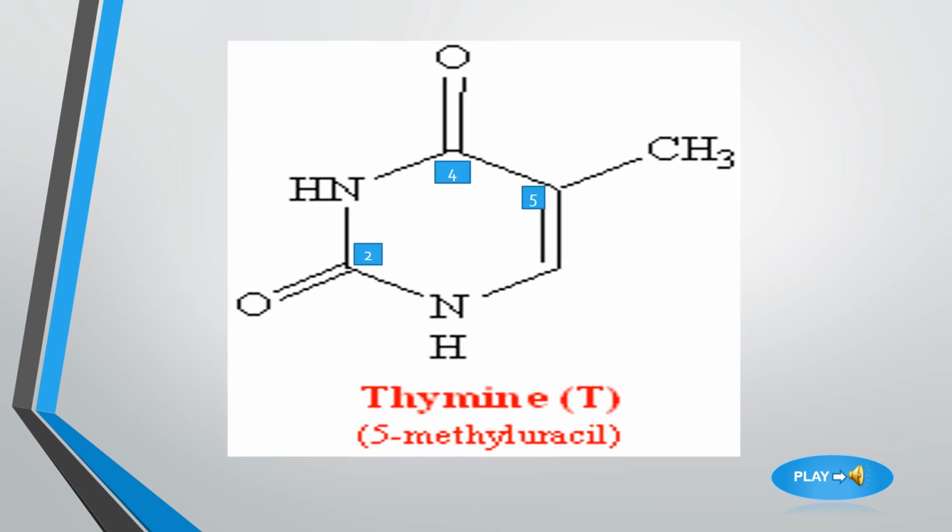Thymine. The chemical name of thymine is 5-methyl uracil. That means one CH3 is extra compared to uracil. Thymine is present in DNA, deoxyribonucleic acid. The presence of thymine makes DNA more stable than RNA. In thymine, an oxy group is present in the second and fourth positions, and one CH3 group in the fifth position.